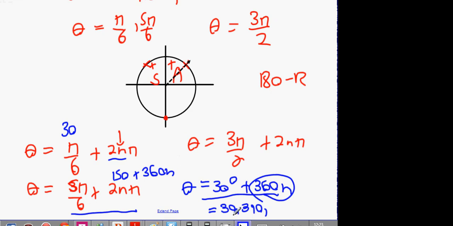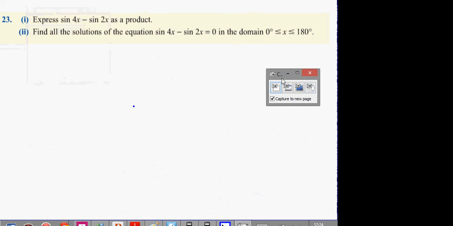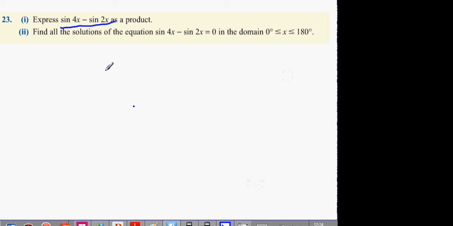Alright guys, in 23, unlike your leaving cert, it gives you a hint. Sometimes in the leaving cert, they aren't guaranteed to give you a hint. So I'd write this down as sine A minus sine B. I go to my formula table and I try and find it. So getting the first part shouldn't be a big deal. It's located on page 15 of your tables down the bottom.